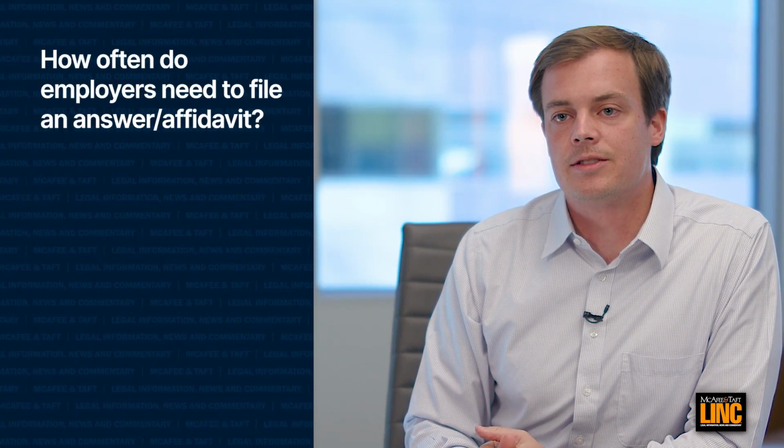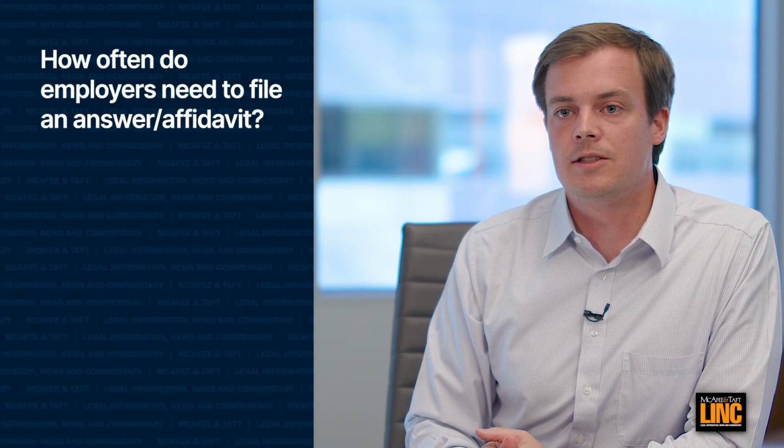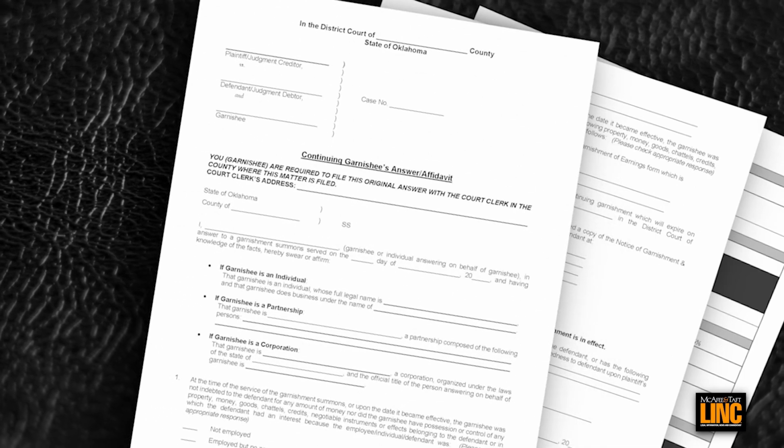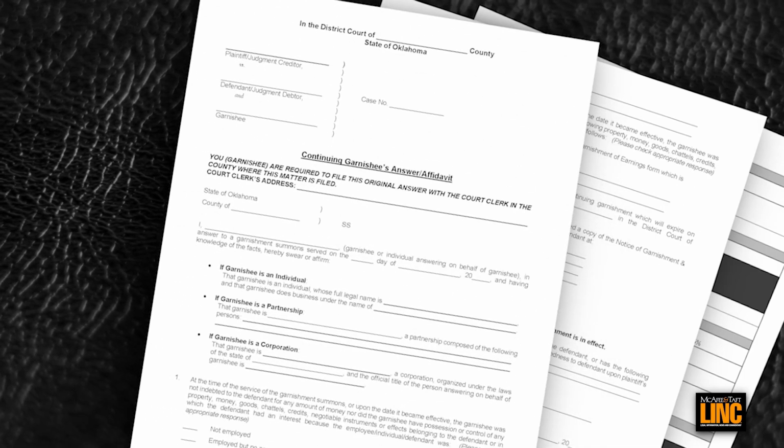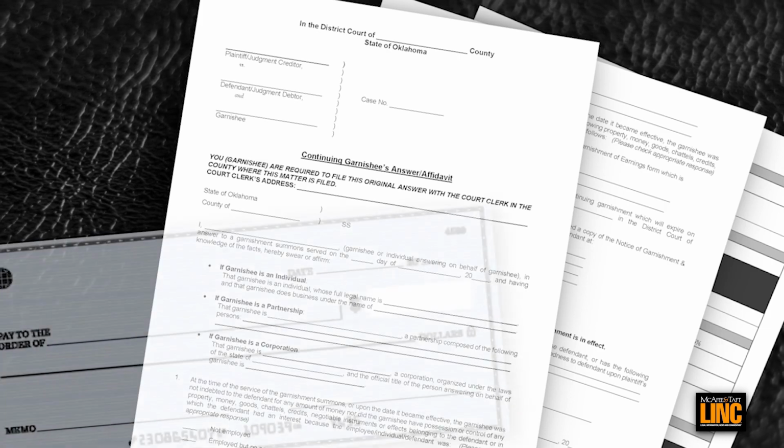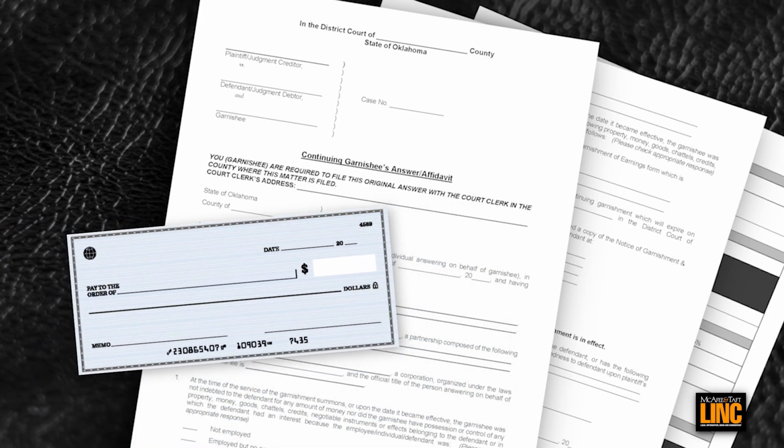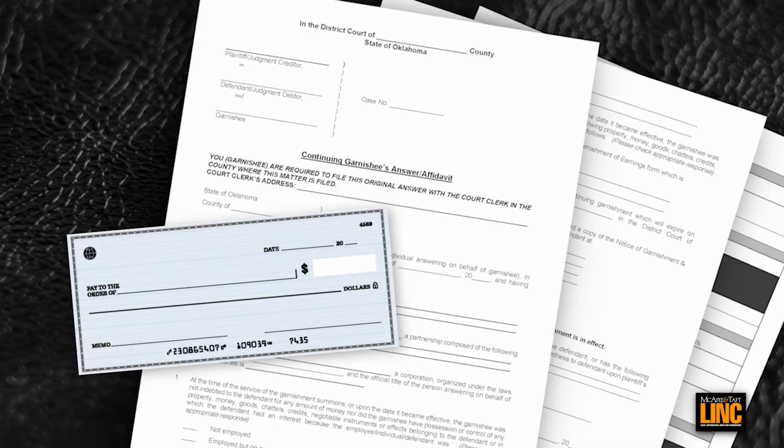Garnishee must file their answer within 7 days after the end of each pay period with the court clerk. This means that each pay period you must complete the answer and the attached calculation sheet. You should also mail a check to the plaintiff's attorney or the plaintiff directly if they're not represented by an attorney.